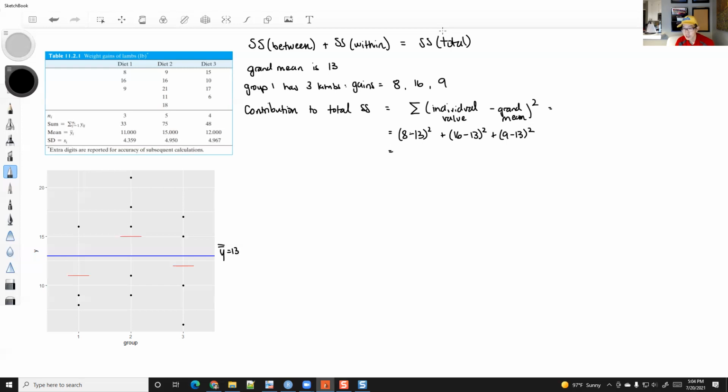So 8 minus 13 is 5, we square that, we get 25. 16 minus 13 is 3, we square that, we get 9. 9 minus 13 is 4, we square that and we get 16. And when you add up 25, 9, and 16, you get 50. So diet 1 contributes 50 to the total sum of squares.